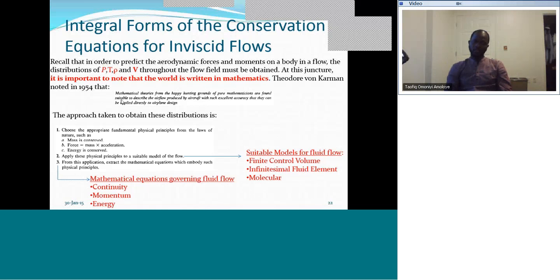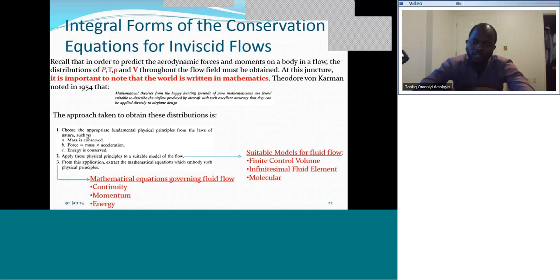Firstly, you choose the appropriate fundamental physical principle from the laws of nature. The first, of course, is that mass is conserved. The second is conservation of momentum. And the third is conservation of energy. Then we apply the physical principles to a suitable model of the flow. It is important to get a suitable model of the flow, because a fluid which can flow doesn't have a definite, rigid shape. So there must be some kind of model that we use to define the motion of fluid. The motion of fluids is not as trivial as the motion of solid objects can be.